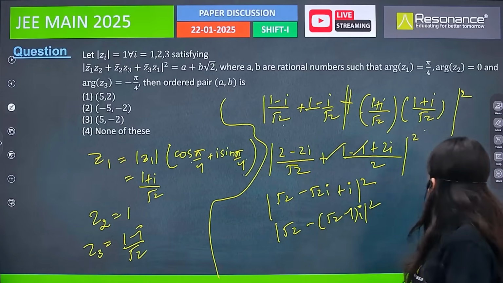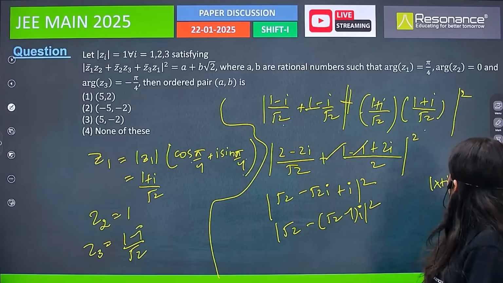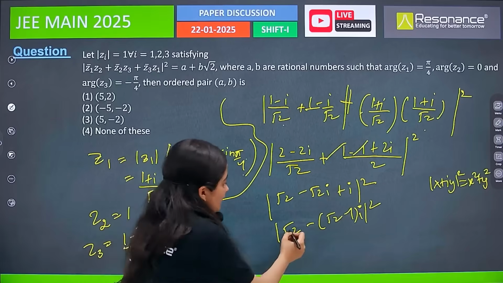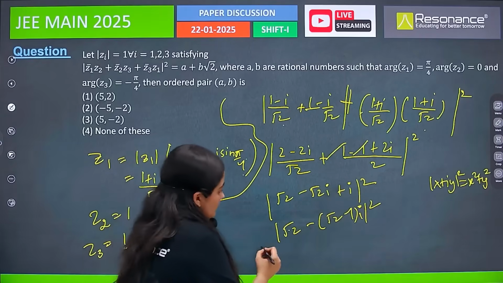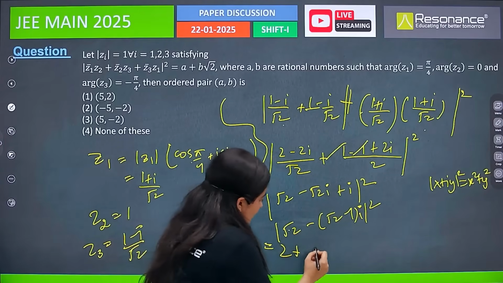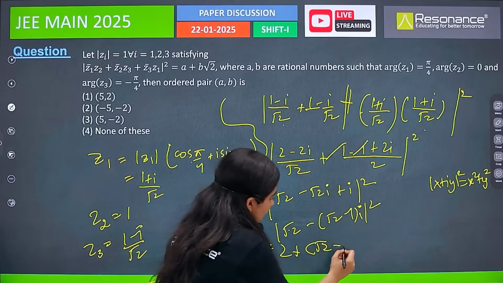Now you know what is mod x plus iy whole square. It is equal to x square plus y square, real part square plus imaginary part square. So what are you going to get? Root 2 square. Root 2 square is equal to 2 plus root 2 minus 1 whole square.